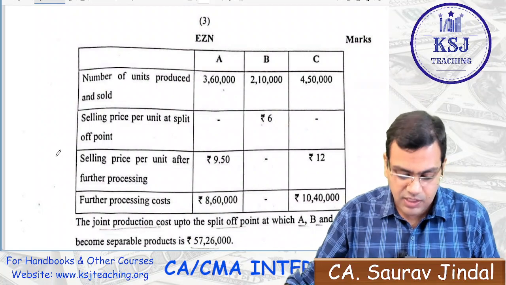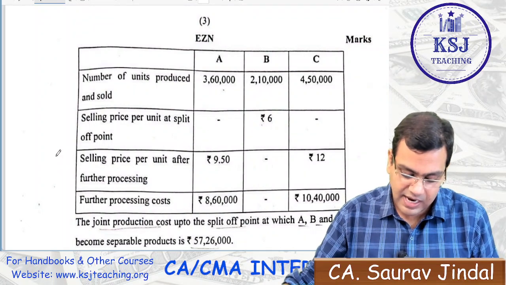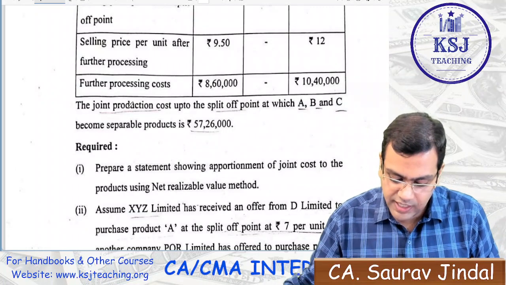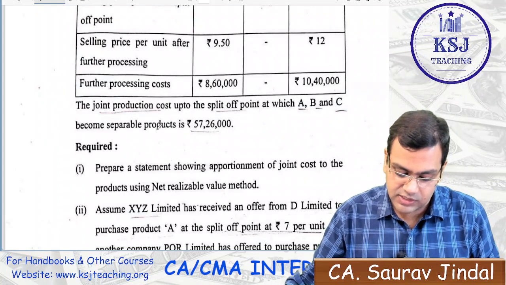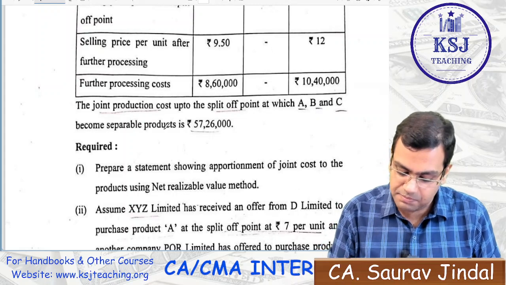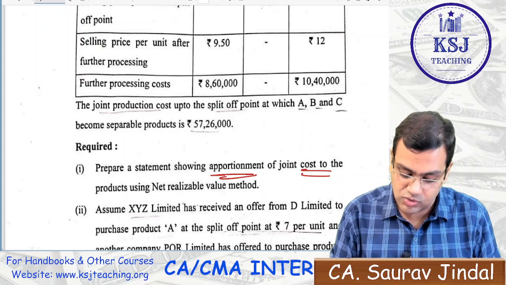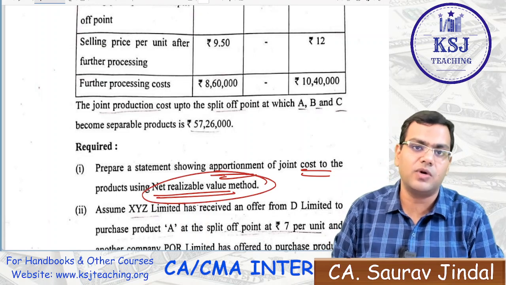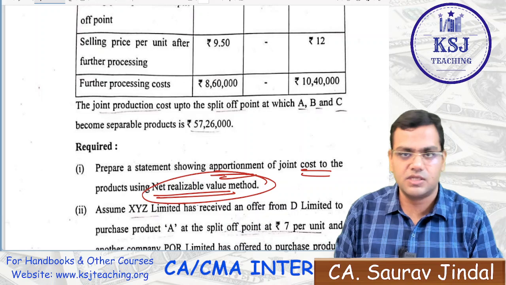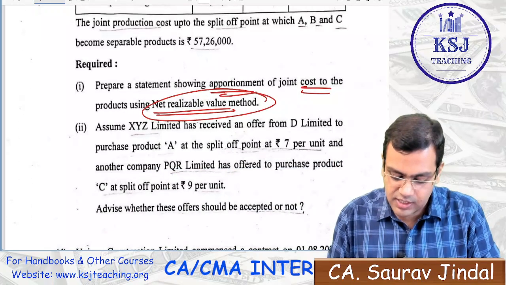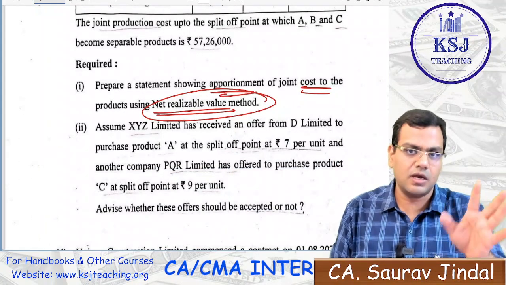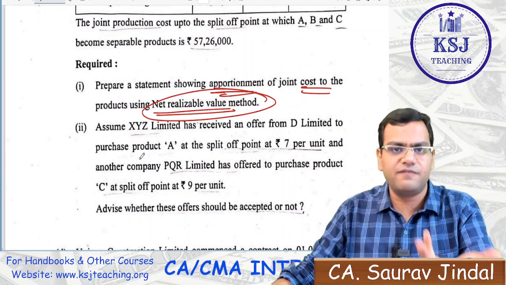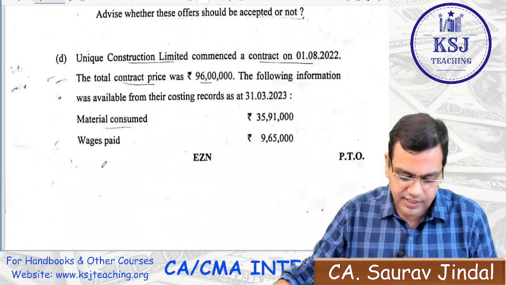Number of units produced and sold is given. Selling prices are given at split off, and after split off, further processing cost is given to you. Joint production cost up to the split off point is given. Prepare a statement of apportionment of the joint cost to the products using NRV method. NRV, sales after split off point minus further processing cost, that will give you the share in the joint cost, right? This was a good question, I would say, right? Then it was that if someone is offering you a different price, then whether you should be going for that.